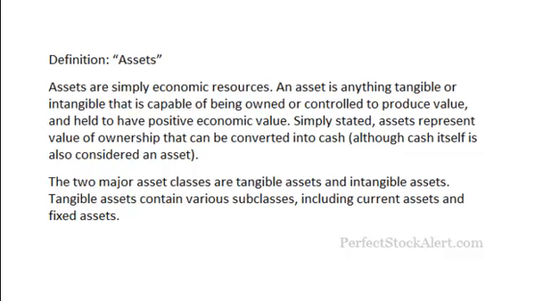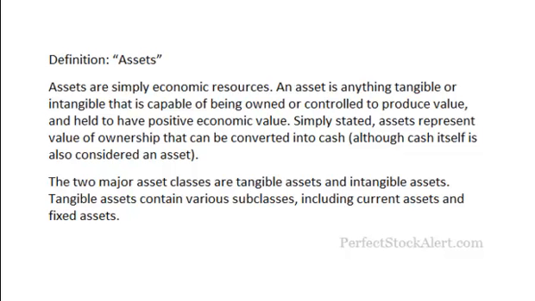An asset is anything tangible or intangible that is capable of being owned or controlled to produce value and held to have positive economic value. Simply stated, assets represent value of ownership that can be converted into cash, although cash itself is also considered an asset. The two major asset classes are tangible and intangible assets. Tangible assets contain various subclasses, including current assets and fixed assets.